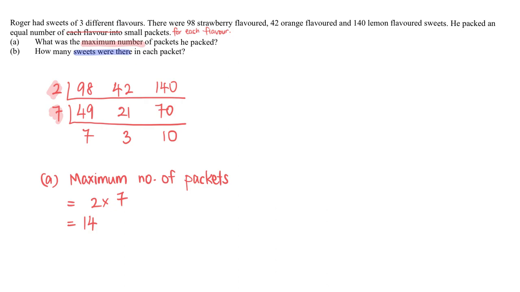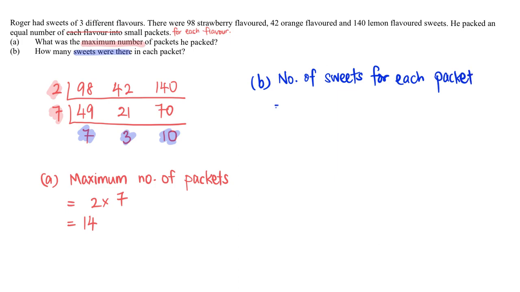And for part B, how many sweets were there in each packet? For the strawberry it is 7 sweets, for the orange it is 3 sweets in the packet, and for the lemon flavor it is 10 sweets. So for part B, you could simply use the numbers below: the number of sweets for each packet equals 7 plus 3 plus 10, which is 20.